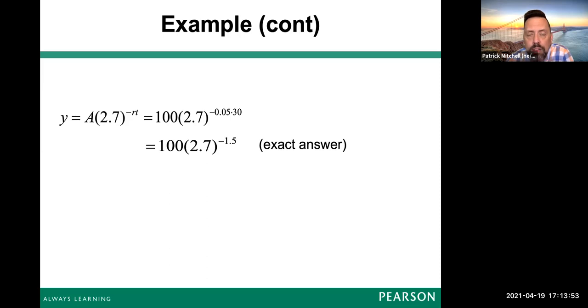So they're pointing out to you that this would be your exact answer. But usually for word problems, we don't care about an exact answer unless it's a nice answer that everybody can understand. We're going to ask the calculator to approximate that answer. And it turns out that after 30 days, there would only be about 22.54 grams left. So that's less than 25% of what you started with.